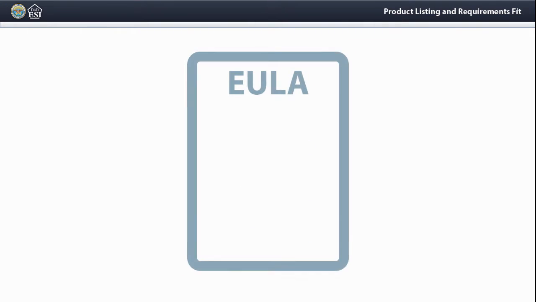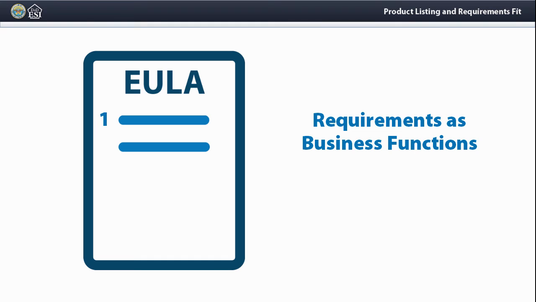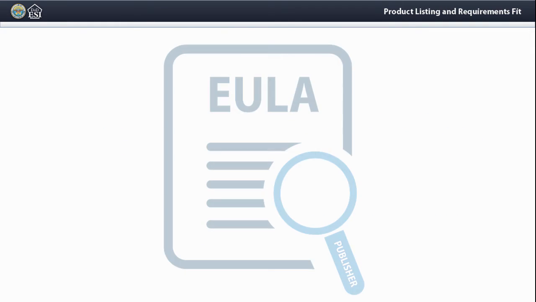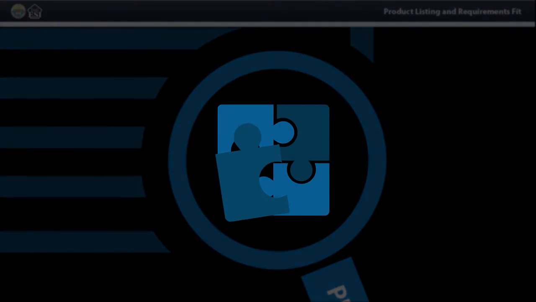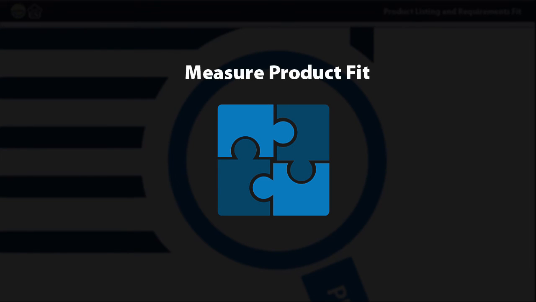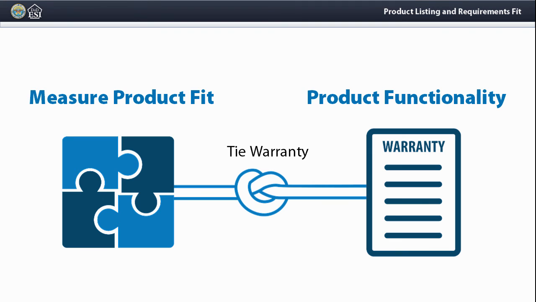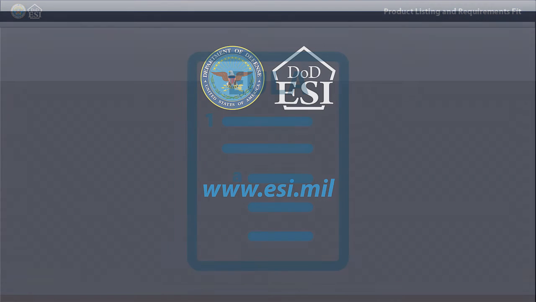When licensing complex software, it is important to list your requirements as business process functions along with the business process where each function resides. By requiring the publisher to state whether their product meets those requirements or not, you can then measure product fit and tie the warranty to product functionality. This information should be included in the EULA as a contractual obligation of the publisher.